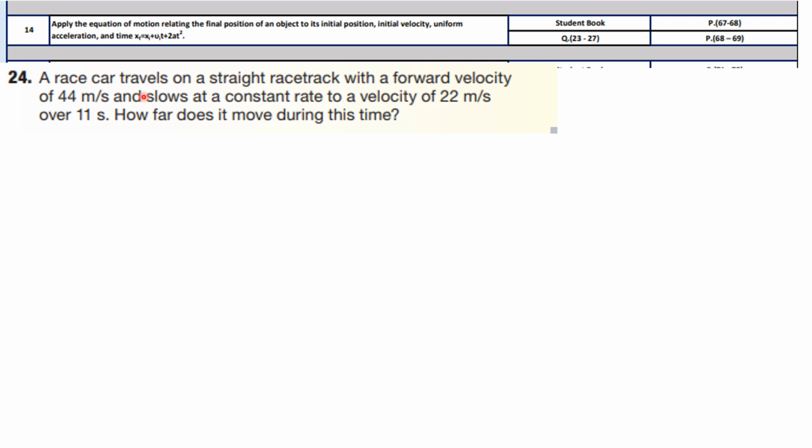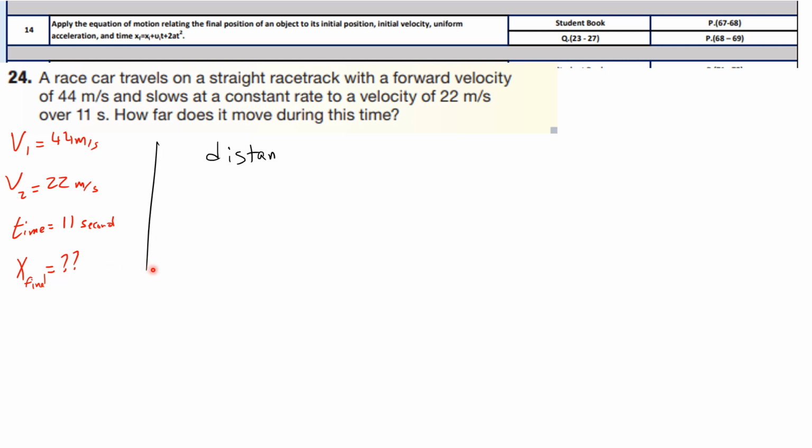How far? So the first step is to write the given: first velocity, second velocity, time, and the distance, because they ask how far. So we have 2 velocities and we want to calculate the distance. So what to do here? Here we need to calculate the average velocity.